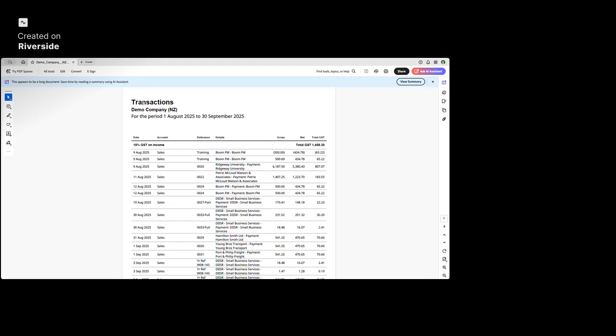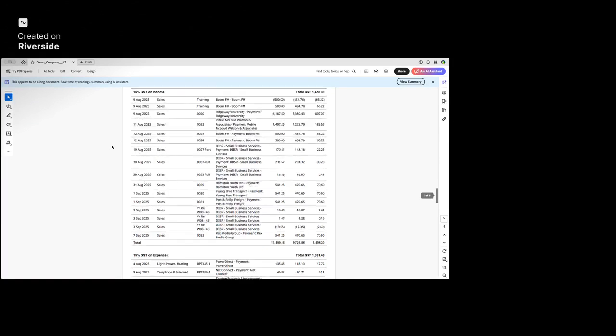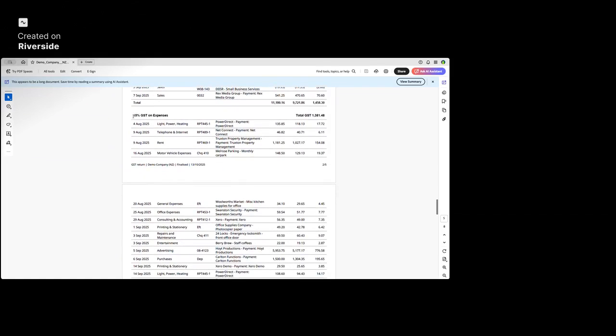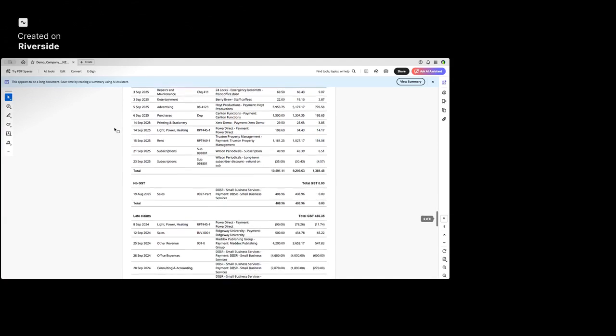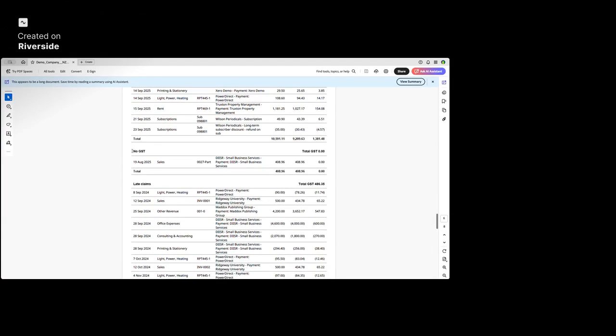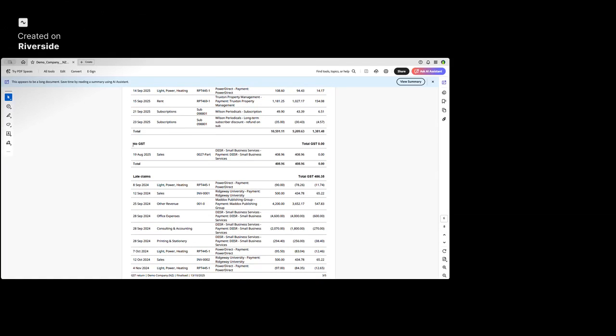This report is divided into 4 sections. The first section is all income that has 15% GST on it. The next section is all expenses that have 15% GST on it. Then we have the section of income and expenses that have no GST.